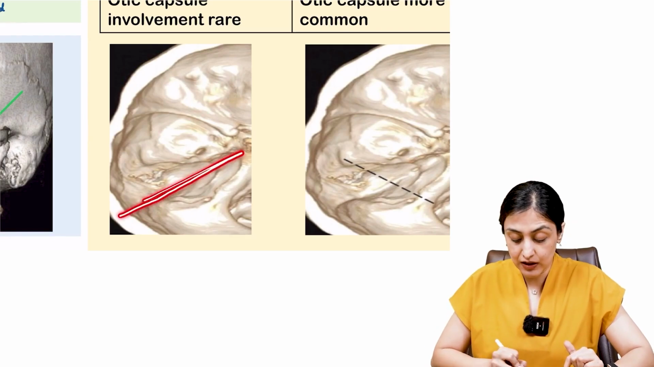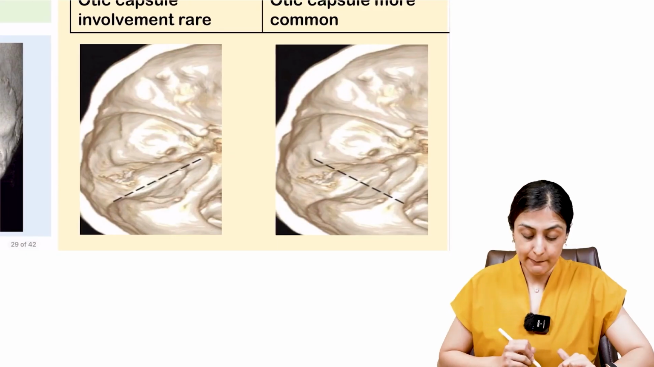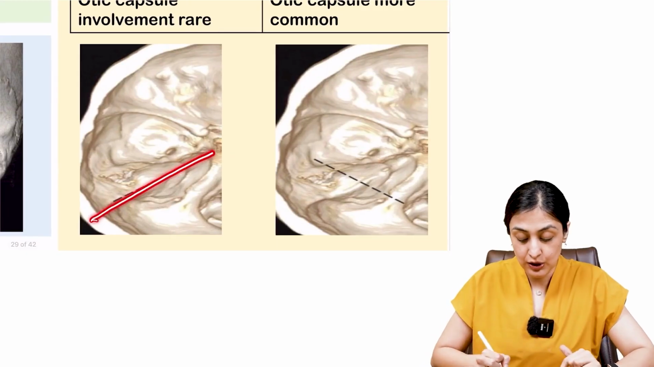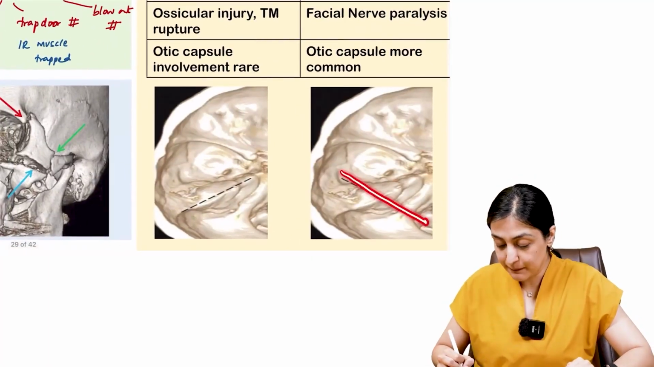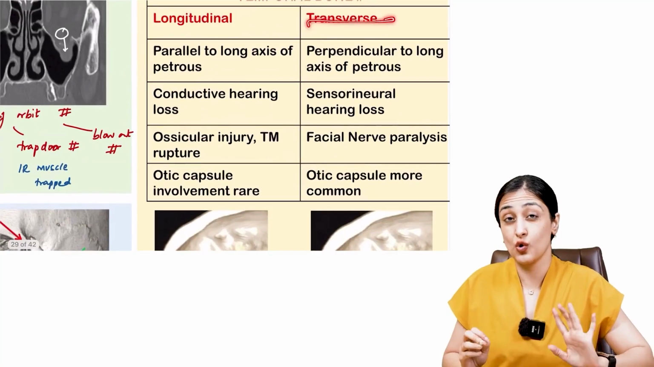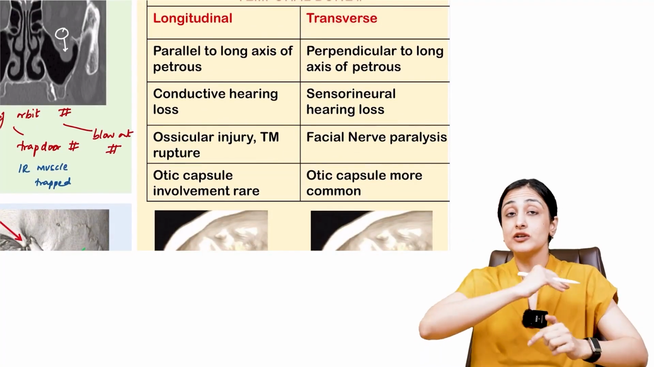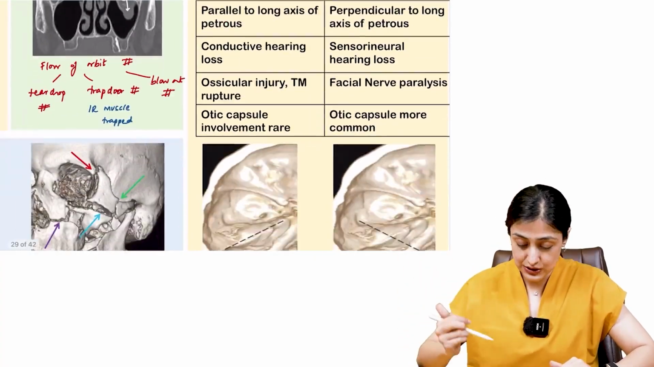Here it is going along the petrous bone. So when it is going along, it is a longitudinal fracture. When it is perpendicular to it, it's transverse. So all you need to remember and imagine is, when it's going along, it's longitudinal.